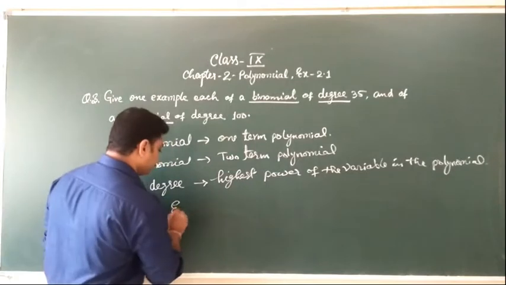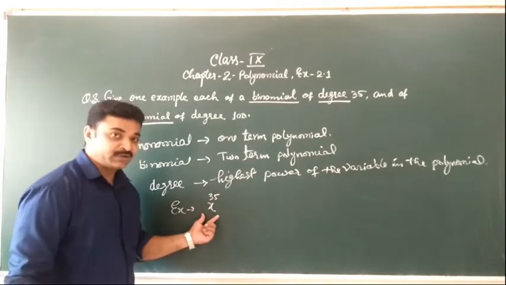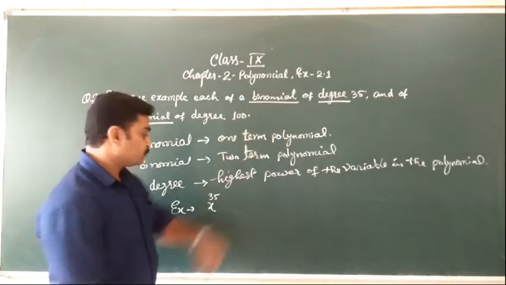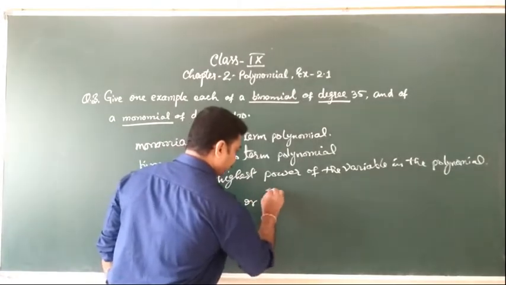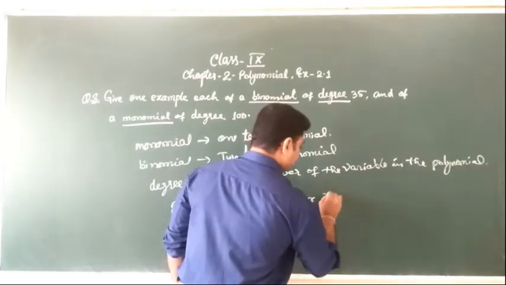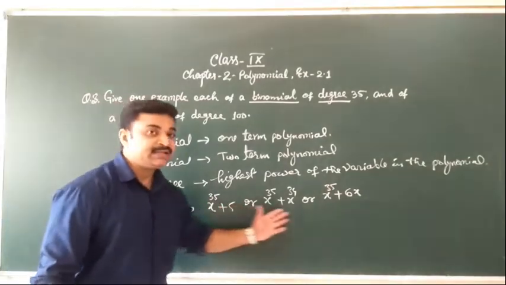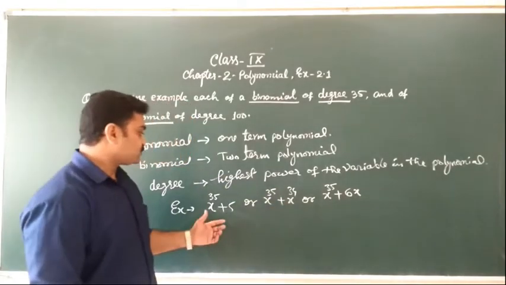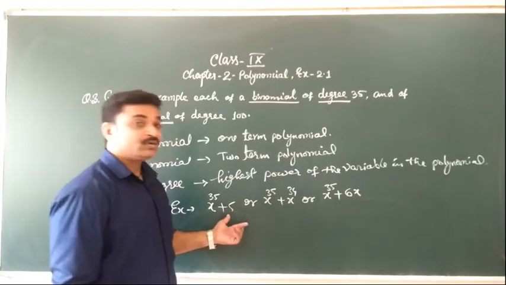Okay. So example, x to the power 35. It must be there. Highest power of the variable is 35. But it is a binomial. So we can write plus 5, or we can write x to the power 35 plus x to the power 34, or we can write x to the power 35 plus 6x. So students, any example is the answer, whether or not it matches your bookish answer.